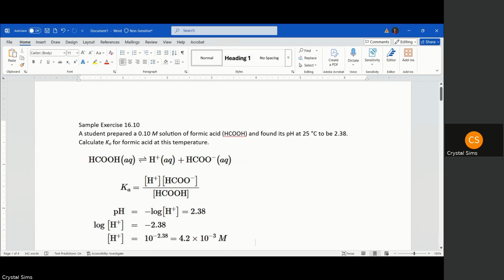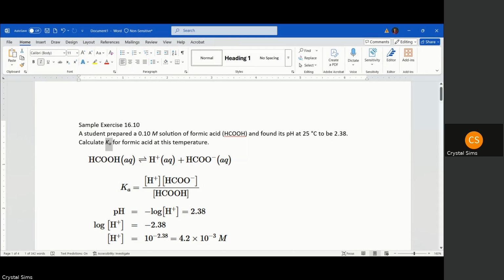So when this goes into solution, it will still dissociate into the hydrogen ion and the formate ion, but it's not going to fully dissociate like the strong acids that we were looking at previously. So this student prepared a solution of 0.10 molar formic acid and calculated the pH to be 2.38. And what we have to do is calculate Ka, which is our acid dissociation constant.